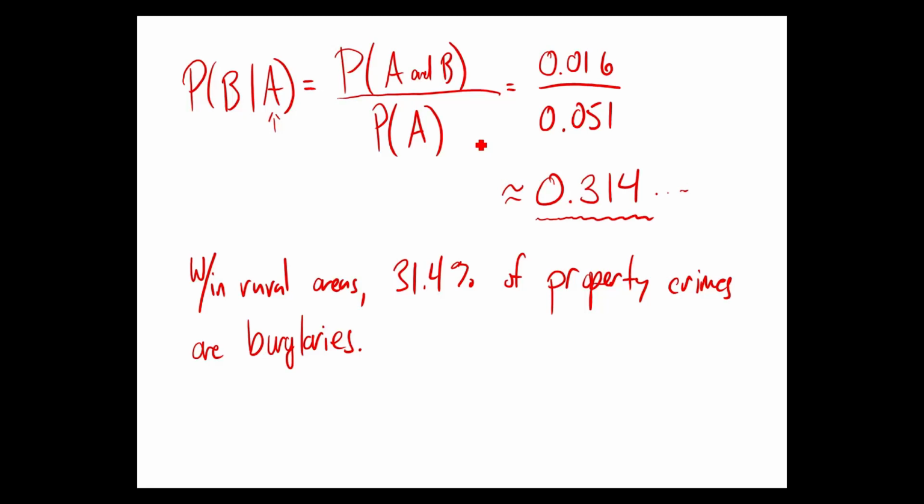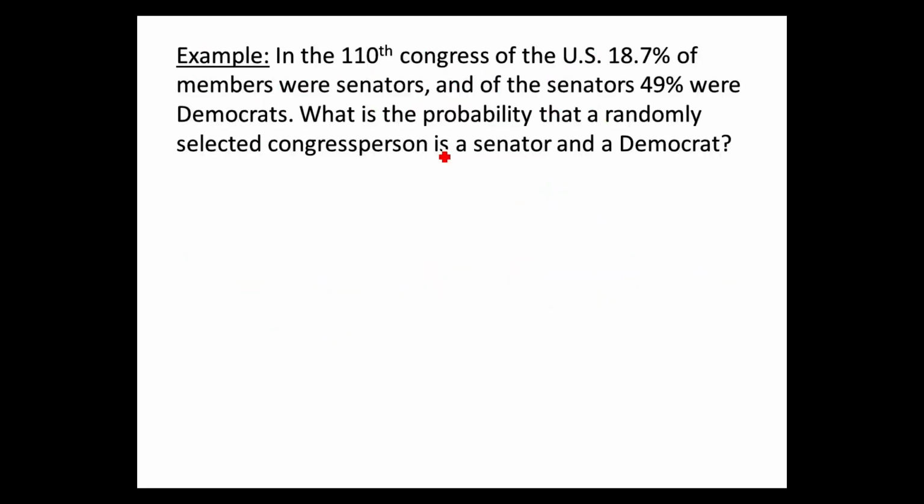All right. Let's try something else. In the 110th Congress of the United States, 18.7% of the members were senators. And of those senators, 49% were Democrats. What is the probability that a randomly selected congressperson is both a senator and a Democrat? So you're just going to randomly select one person of Congress, and I want to know the probability you end up with a Democratic senator.